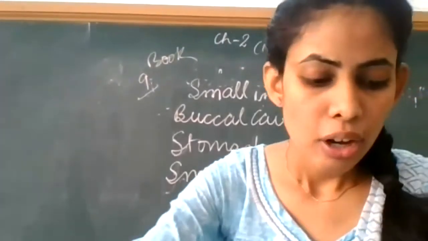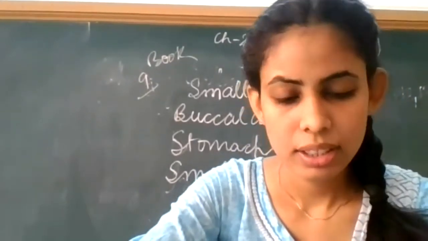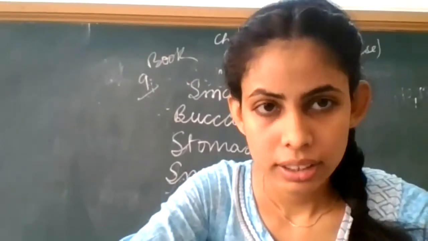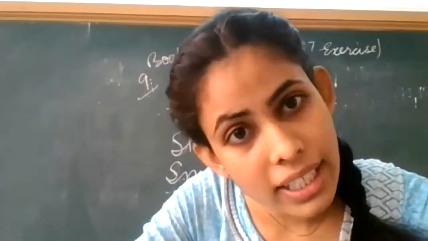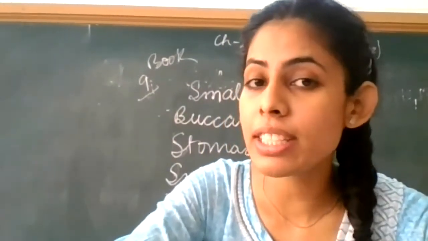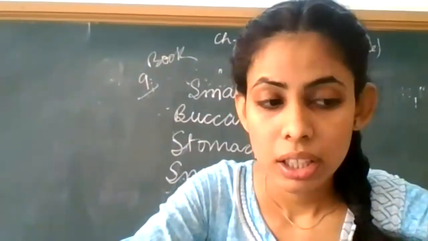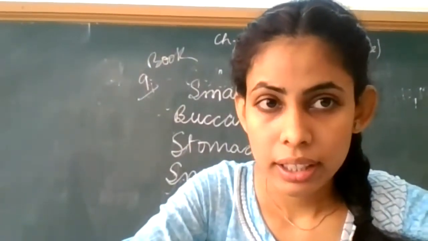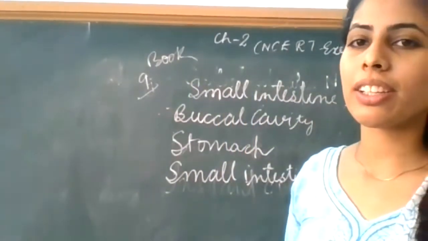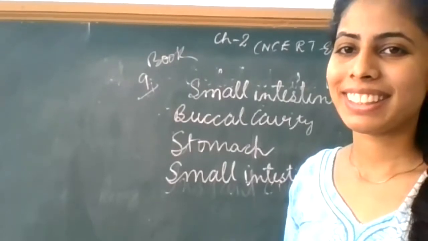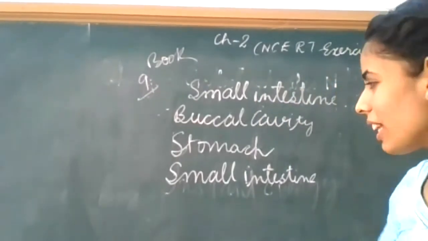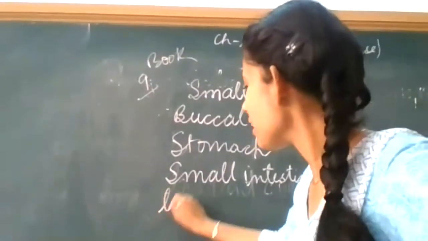Now next is formation of feces. Jaideep Singh. Large intestine. Formation of feces, large intestine. The removal of feces takes place from which one? Anus. Very good. And the storage of feces? Rectum. Very good, very good, very good. So the last answer is large intestine.